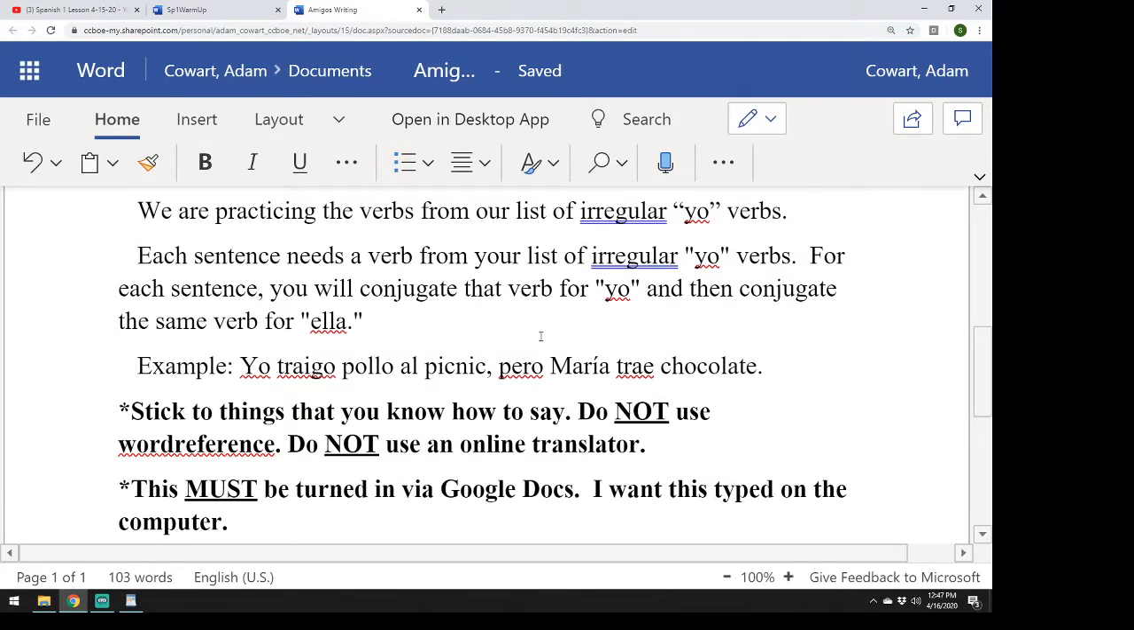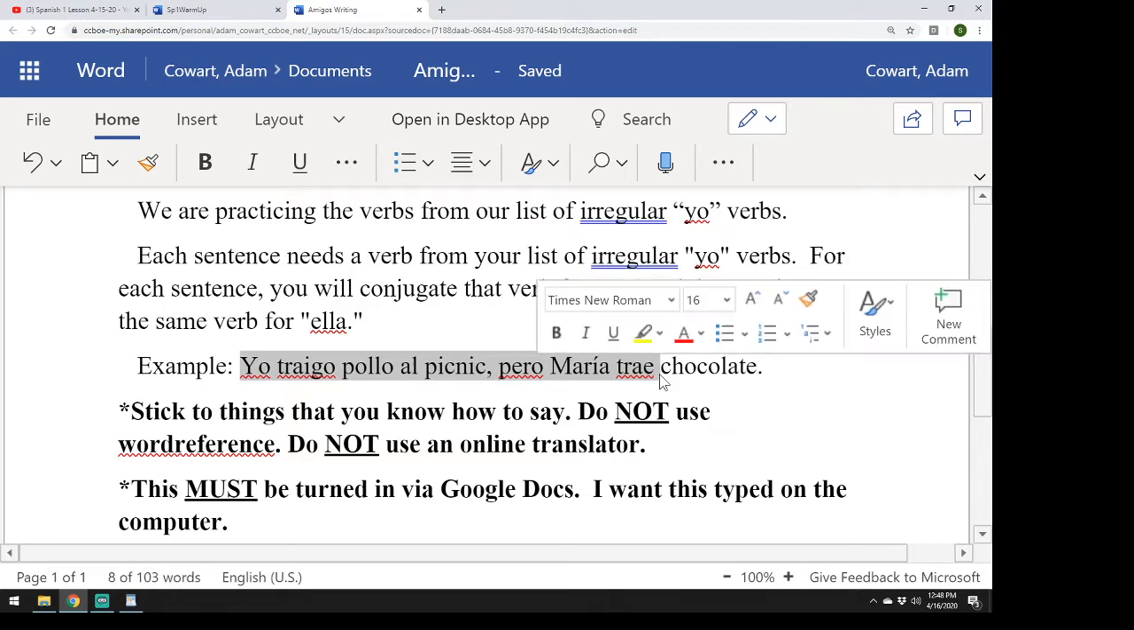Okay, for example, yo traigo pollo al picnic, pero Maria trae chocolate. I bring chicken to the picnic, but Maria brings chocolate. Okay, so you say what I do and then what she does using the same verb on each one.